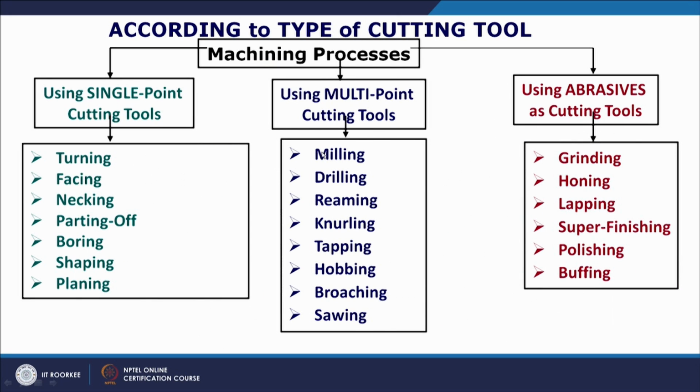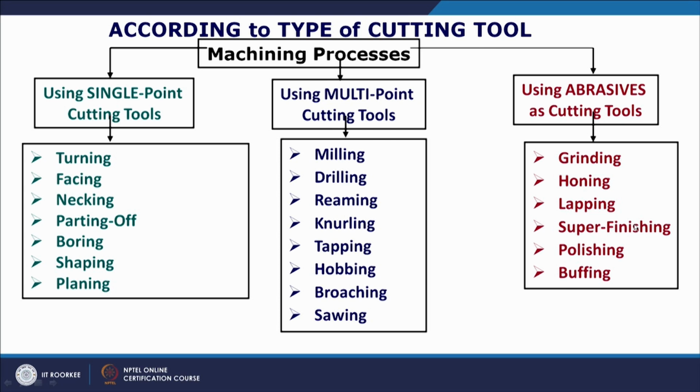This classification is based on the kind of tool being used: single point tool, multi point tool, or abrasives. Turning, facing, necking, boring, shaping, planing, etc. use the single point cutting tool, while the multi point cutting tool is used by milling, drilling, reaming, knurling, hobbing, broaching, shaving, etc. And abrasives are used as a cutting tool in grinding, honing, lapping, polishing, buffing and other super finishing processes.